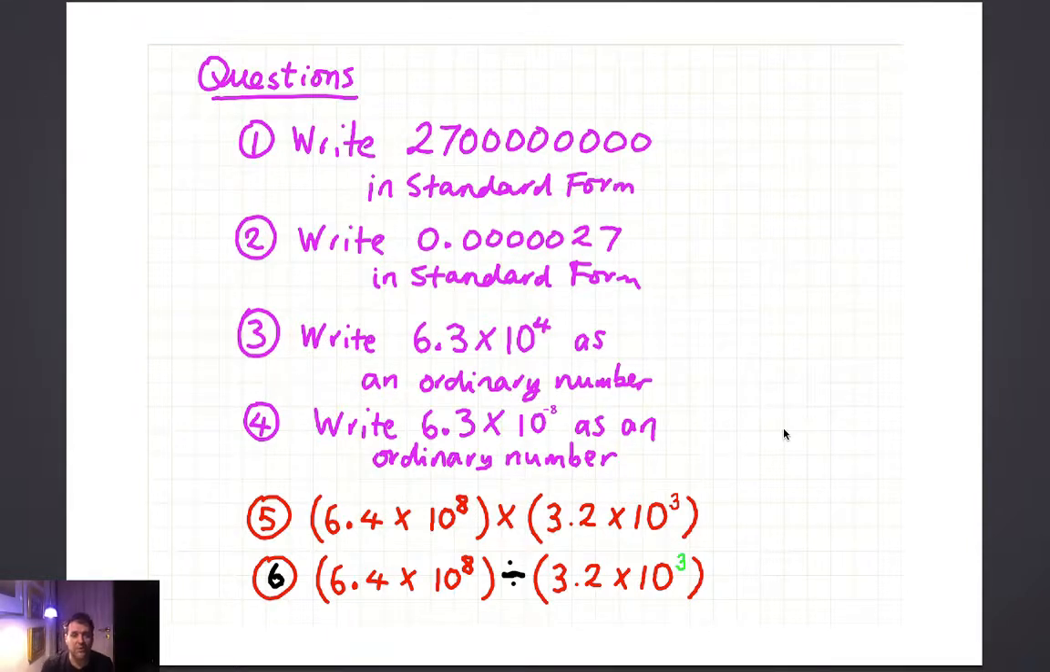So here's some questions. Write a very big number in standard form. Write a very small number in standard form. Then here's a very big number in standard form. Write it as an ordinary number. Here's a very small number in standard form. Write it as an ordinary number. And then finally some calculations where you're multiplying and dividing two standard form numbers by each other. So have a go at those and pause the video before you look at the answers.